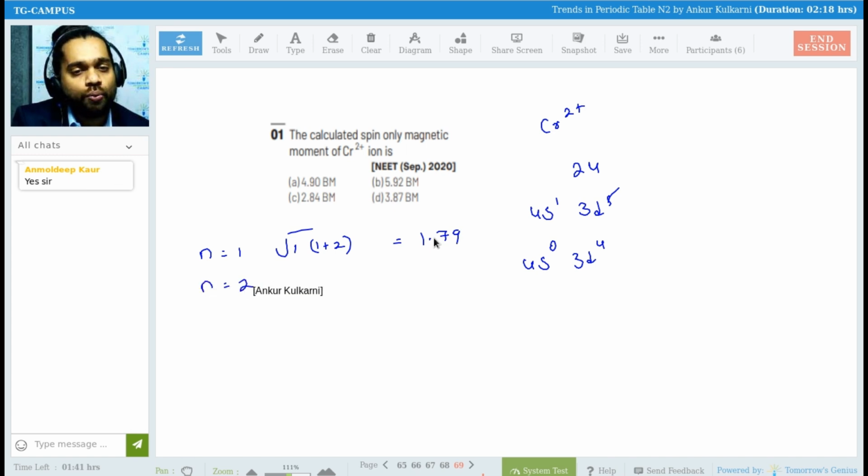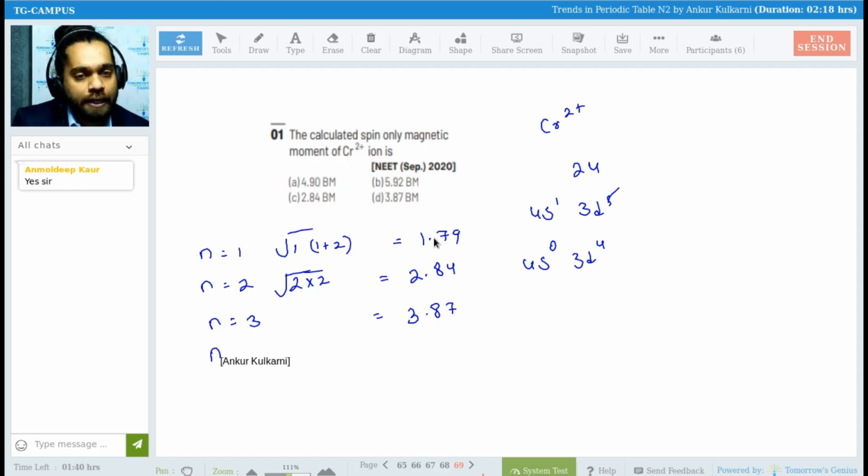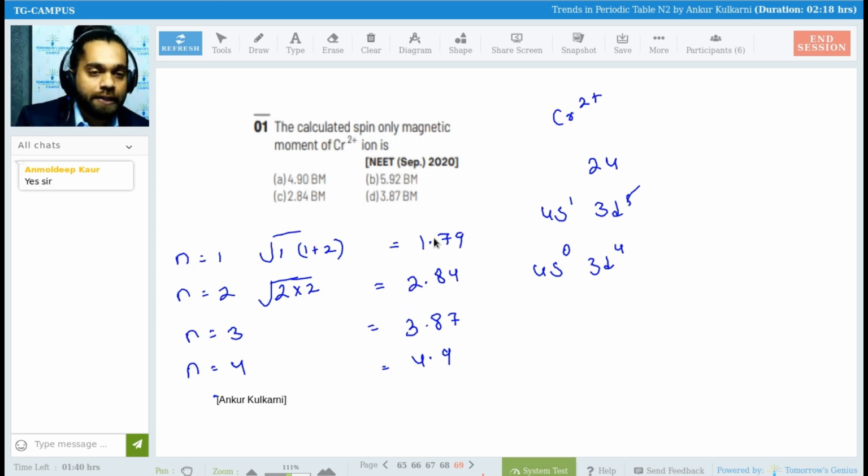Yes, if your n is equal to 2, what is the value you will get? So 2 plus 2, 4, root 8. Yes, it will be root 8. So root 8 is again close to 2.83. Yes, if n is equal to 3, it will be 3.87. If n is equal to 4, that we have just calculated, it is 4.9. If n is equal to 5, it is 5.9.